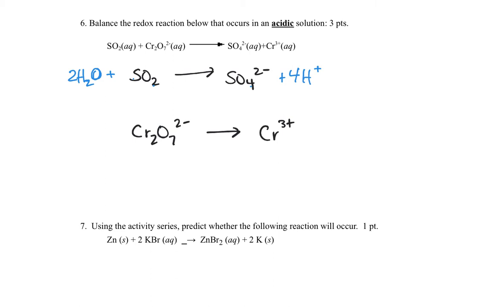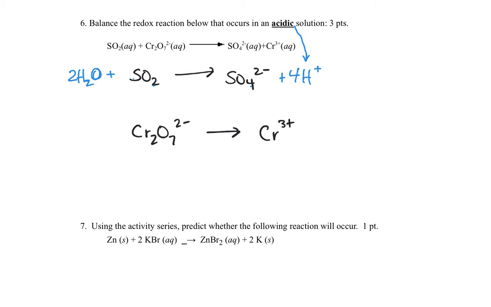Now the hydrogens come in the form of H pluses because we are in acidic solution. So we get these H pluses that are floating around in the acidic solution that we are working in. So they're available to participate in this reaction.